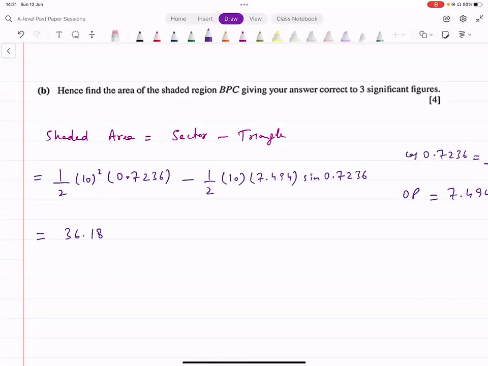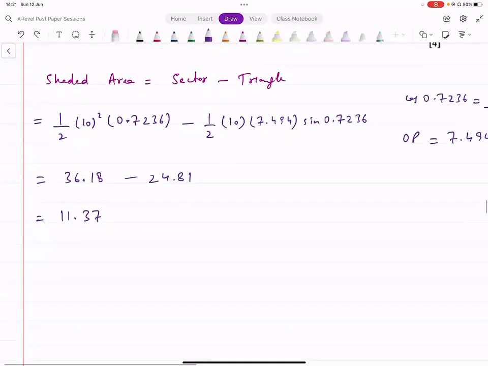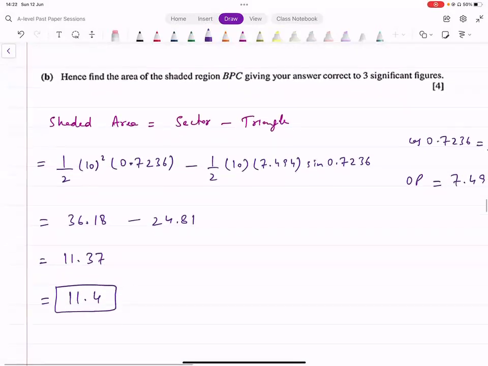It's a good idea to write down these numbers separately, because even if you end up making an error, you will get some partial marks if you do this correctly. If the final answer turns out to be incorrect because of some careless error, you will get more partial marks if you write down these numbers. The second one gives us 1/2 into 10 into 7.494 into sine of 0.7236, and that's giving me 24.81. Let's subtract these two numbers. We have 36.18 minus the answer, that is 11.37. It says we have to give our answer correct to 3 significant figures, so it's necessary to round it off here. Otherwise, we're going to get an incorrect result. So this is 11.4, and that's the area of the shaded region that we were looking for.